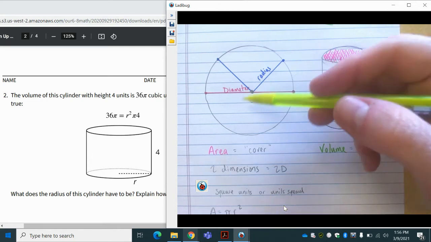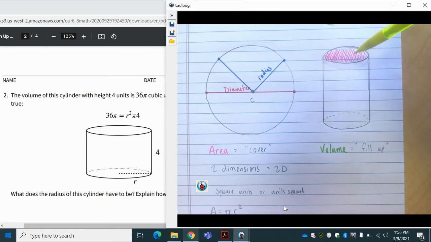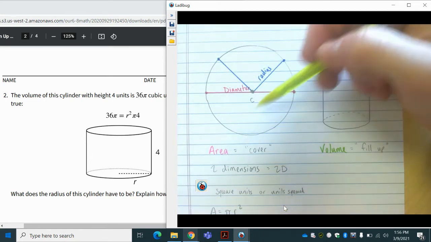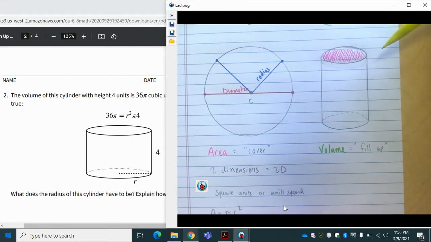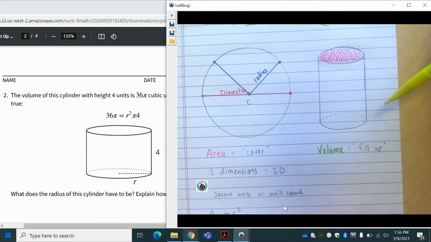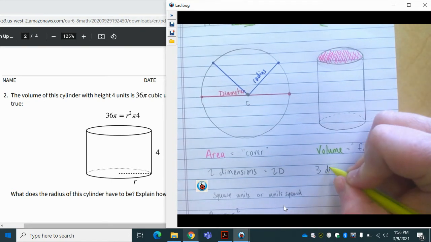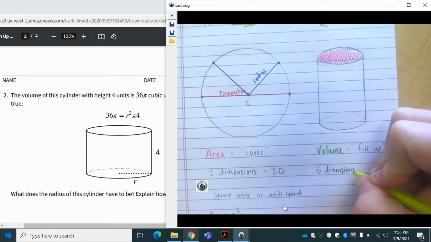So notice the difference. Area would just be here in the 2 dimensions, like you're looking down at the top of the cylinder, just that circle, the cover. But the volume takes that cover and actually extends it into the third dimension with height. So there are 3 dimensions with volume, 3 dimensions, or 3D.